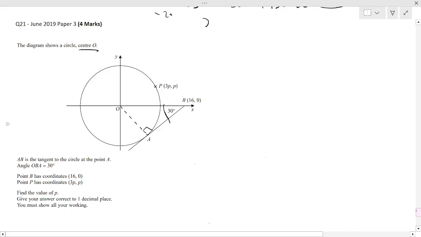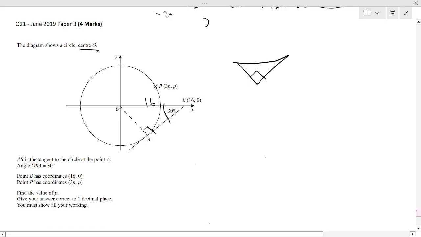Which is interesting. I mean, this means it has to be a right angle triangle, because remember, a radius and the tangent are perpendicular to each other. That's the circle theorem. But we also know a side, because this is now 16, is it not? And we get this triangle here.